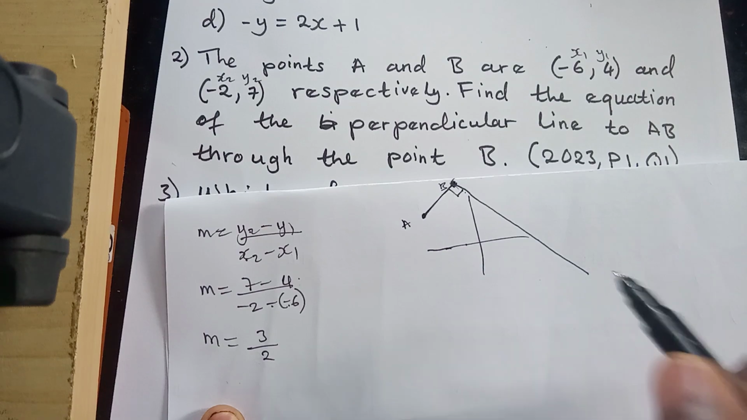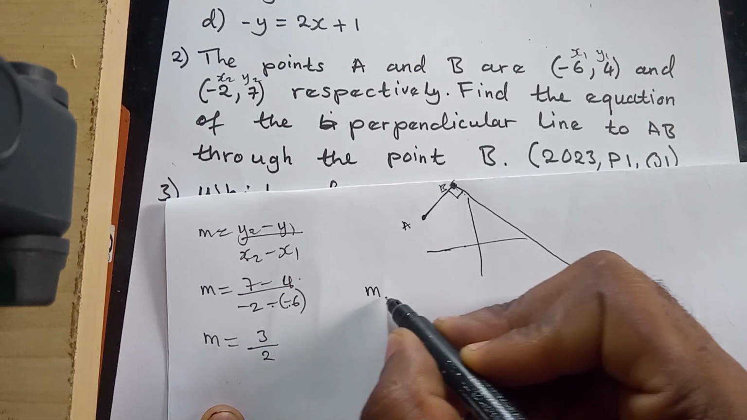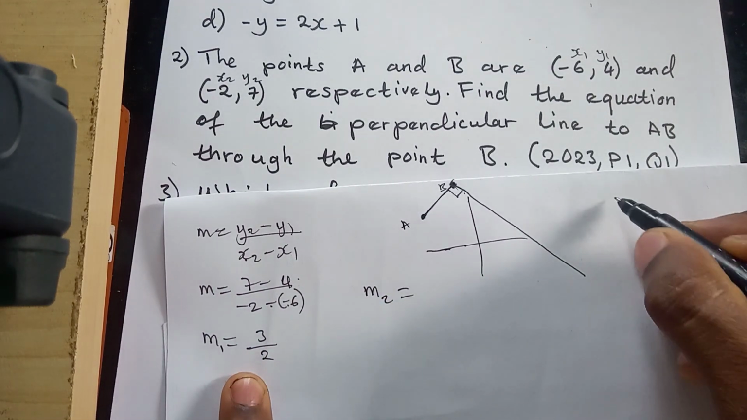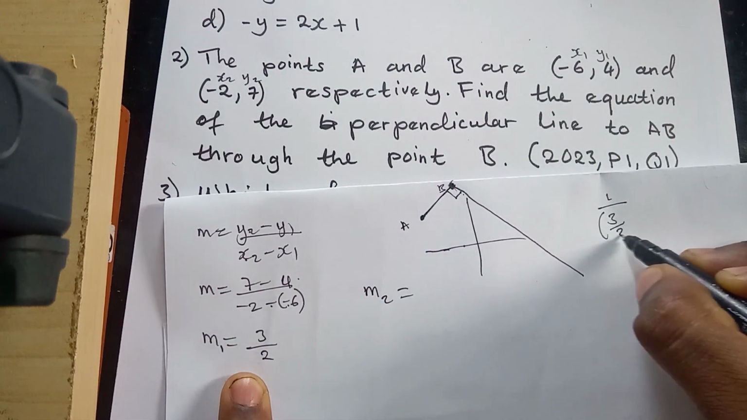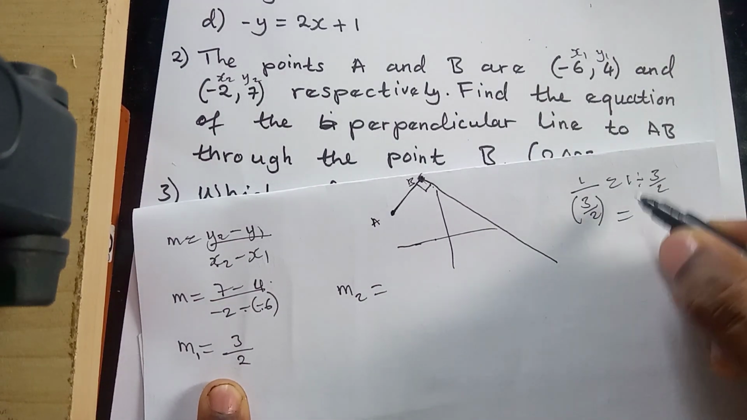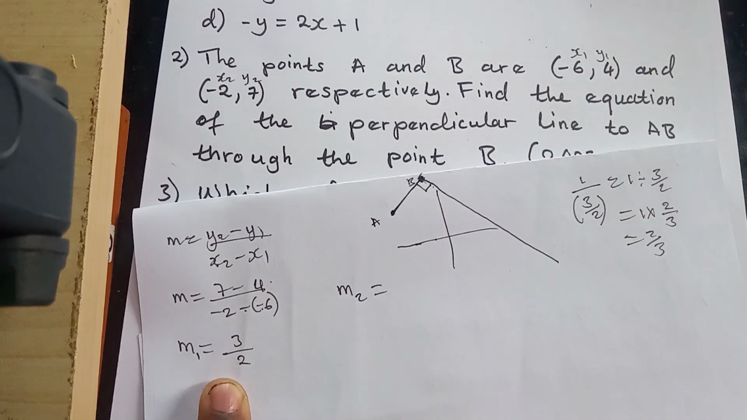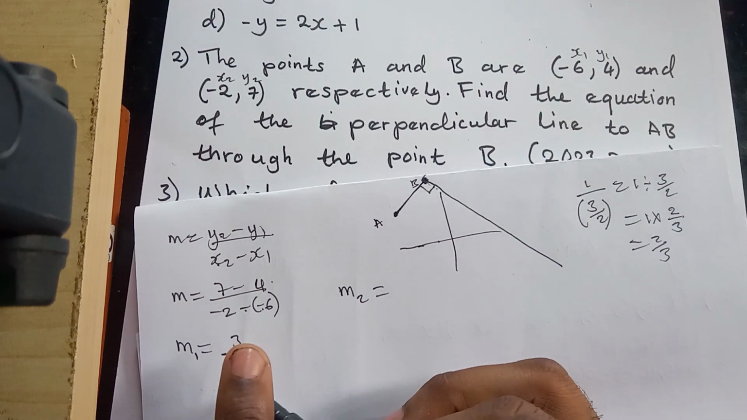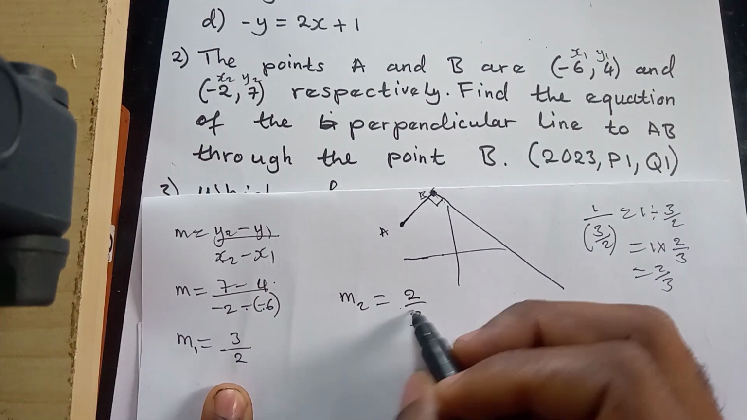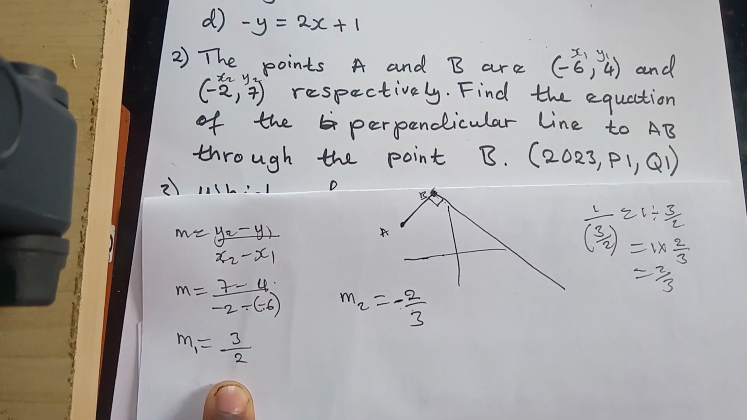And then to find the gradient of this line, you know that the gradient of this line will be the negative reciprocal of the gradient of this line. So the reciprocal of this is like 1 divided by 3/2. So when you reciprocate this and multiply, you realize that you have 2 over 3. So when you have a case like this, you just swap the numbers so that you have 2 over 3. And remember, one of them must be negative. So since this is already positive, this one must be negated.